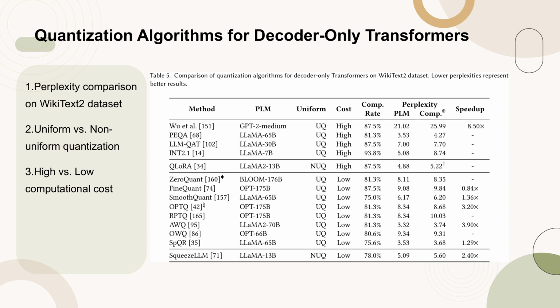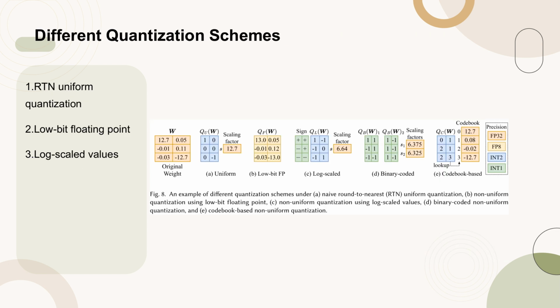Figure 8 illustrates various quantization schemes including A. Naive round to nearest, RTN, uniform quantization, B. Non-uniform quantization using low-bit floating point, C. Non-uniform quantization using log-scaled values, D. Binary-coded non-uniform quantization, and E. Codebook-based non-uniform quantization.